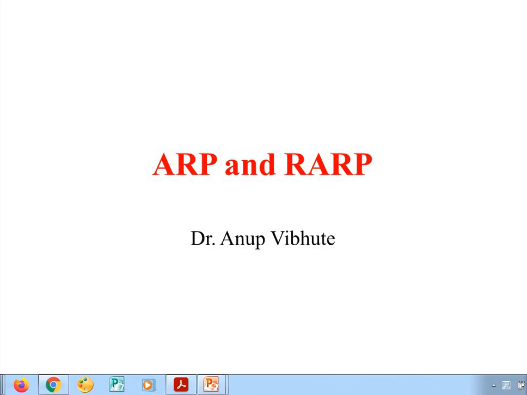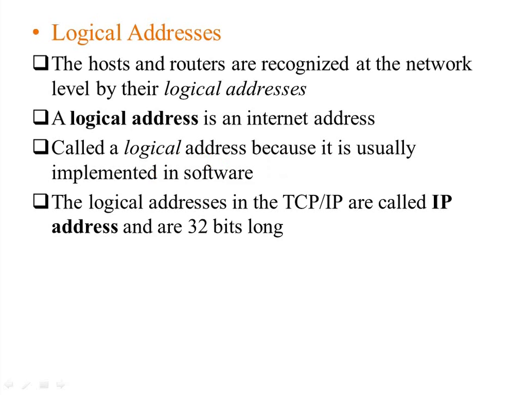We know that whenever we are using the IP address, we call it a logical address, and most of the time in a network the hosts or the routers are recognized by their own logical addresses. That means they are known by their own IP addresses. Logical addresses are internet-type addresses, and they are called logical because, in the majority of cases, they are implemented in software.